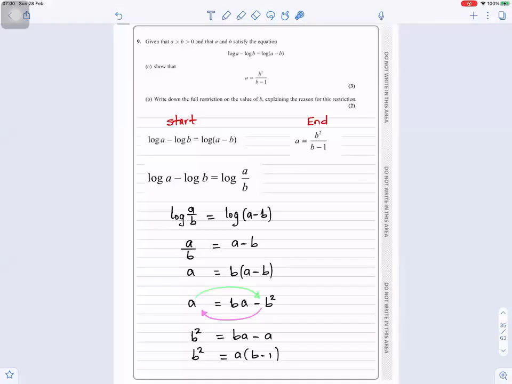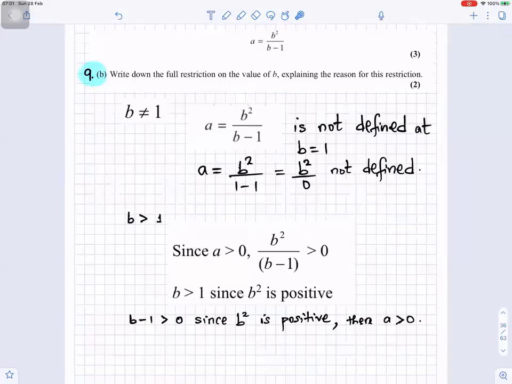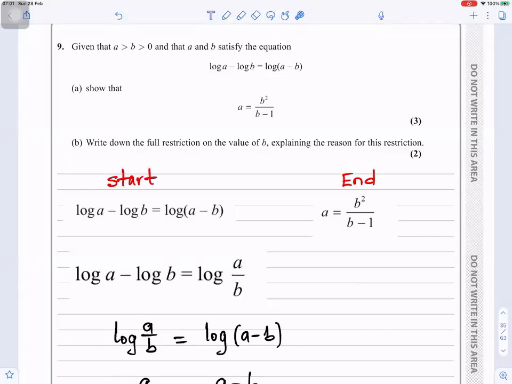So that's question 9A, and that's question 9B. From the examiner's report, there were many good attempts to this question, and most students were able to achieve the first part, but part B was only for the very best students who could do it. Some of the students could not remember this log A minus log B formula, and that is why they couldn't gain that mark. But those who remembered it were able to do it properly.